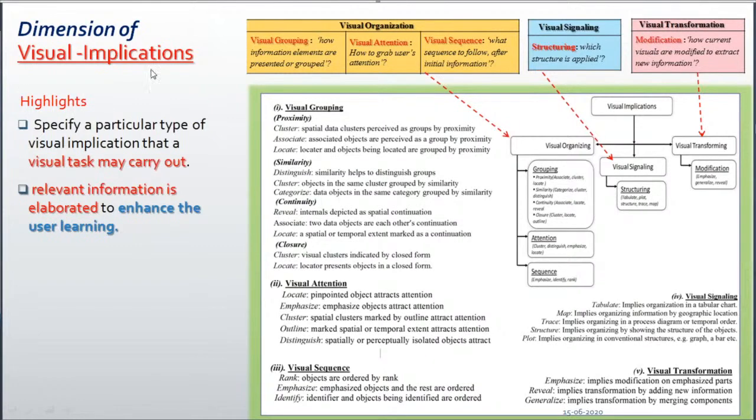So for visual implication, we have three broad aspects: organization, signaling, and transformation. Under organization, because organization consists of organizing something, there are three aspects. First is to organize the data in the GUI. The first aspect is how you are grouping the various elements.